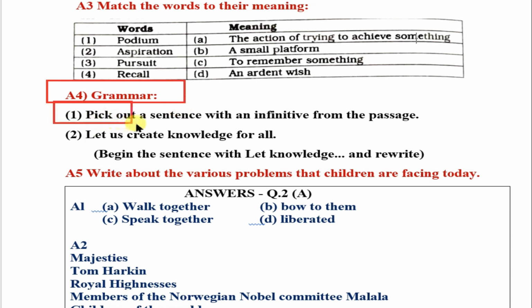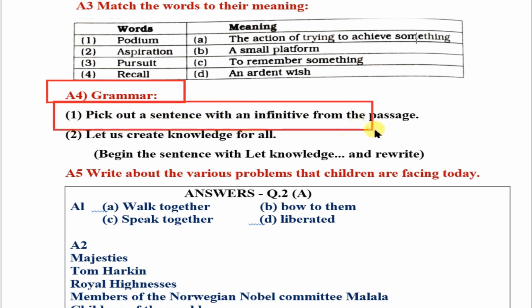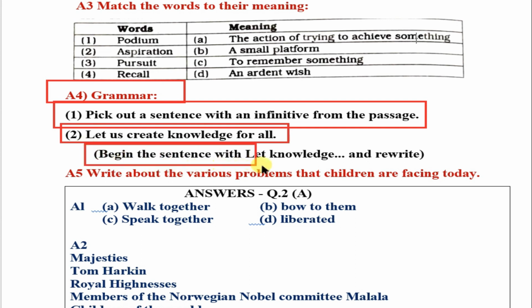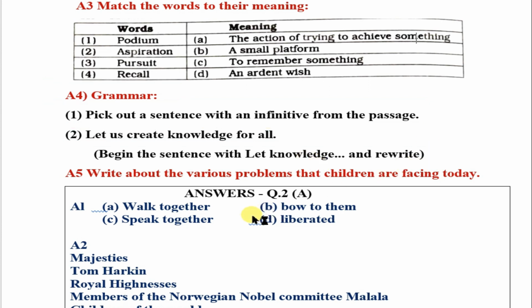Activity A4, it is related to grammar. Number 1, pick out a sentence with the infinitive from the passage. So from the passage given above, we have to find out the infinitive. And number 2, let us get knowledge for all. So this sentence, you have to begin with let the knowledge and rewrite it. Actually, this sentence is related to changing the voice. We shall discuss the answers of the given activities.